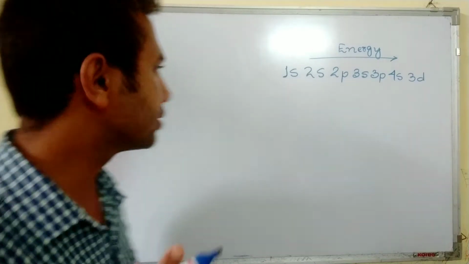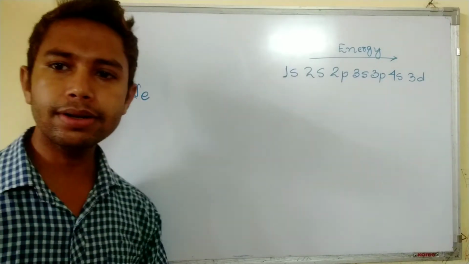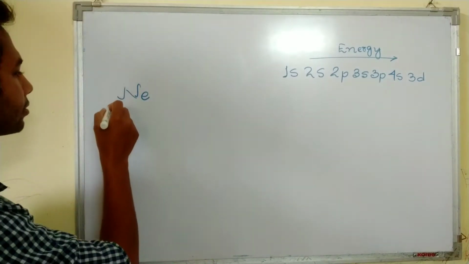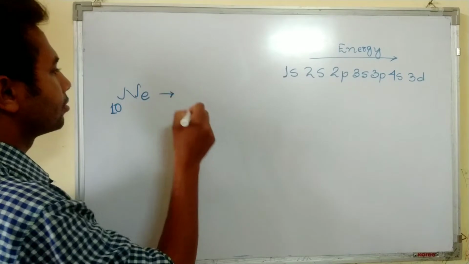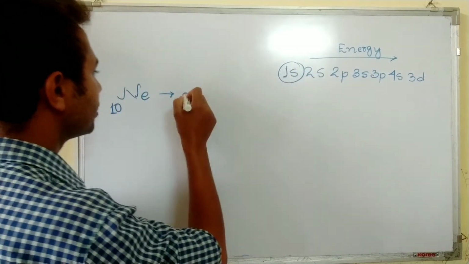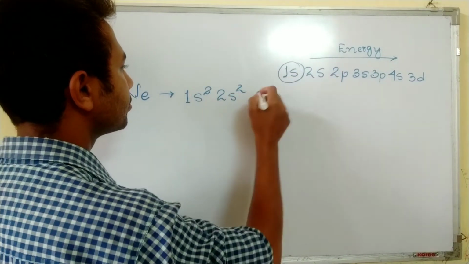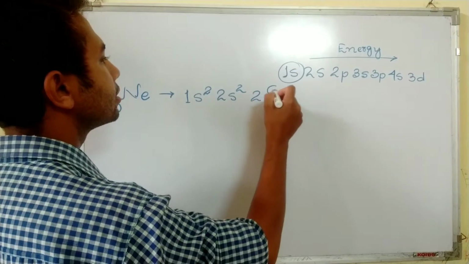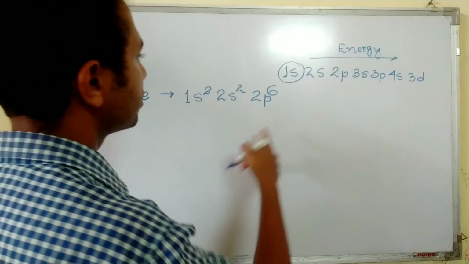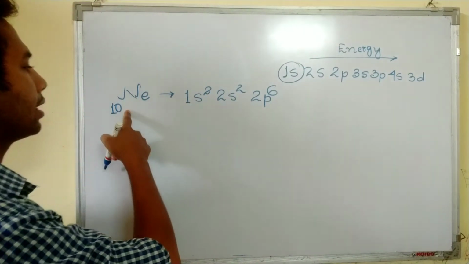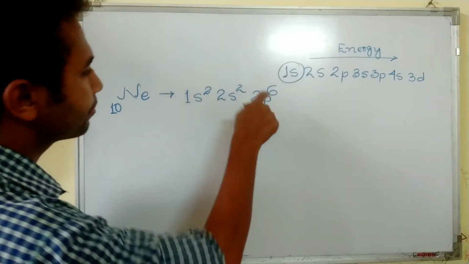Friends, now we'll see the electronic configuration of neon. Neon has 10 electrons, which means its atomic number is 10. So the first two electrons will go to 1s, so 1s2, then 2s2, then 2p6. So 6 plus 2, 8 plus 2, 10. So we are getting the electronic configuration of neon as 1s2, 2s2, 2p6.